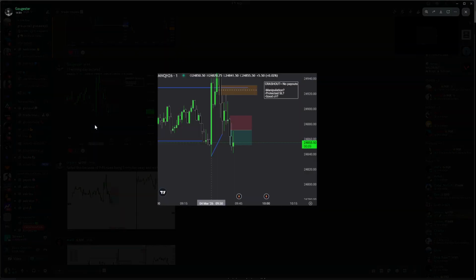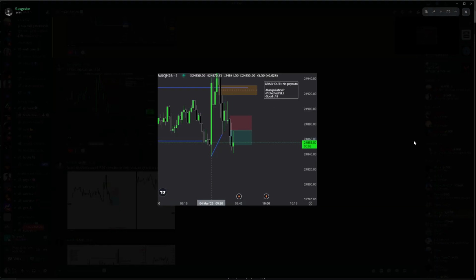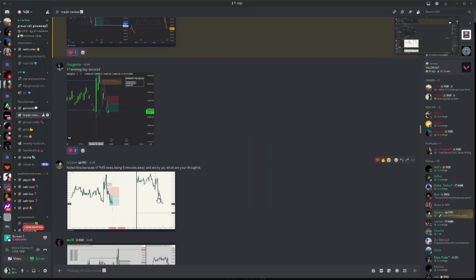1-to-1 winning day secured. Perfect once again. Stop loss is a bit crap, but other than that, solid. Honestly, I'd rather you just risk a little bit lower. Put your stop above here, enter on either this candle or this candle with your stop above here and your TP down here. But other than that, still very solid.